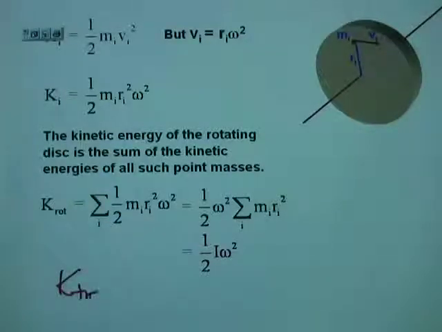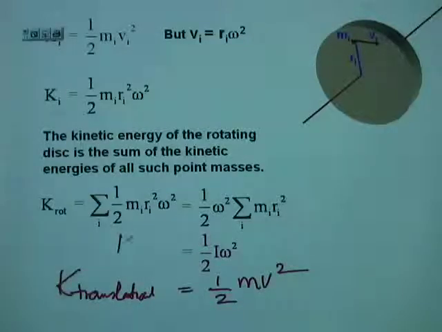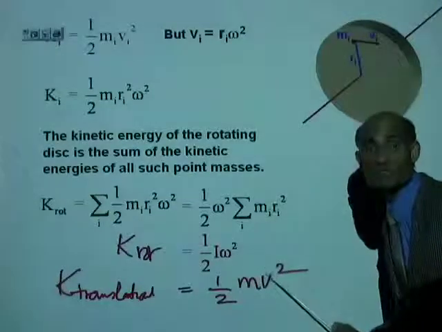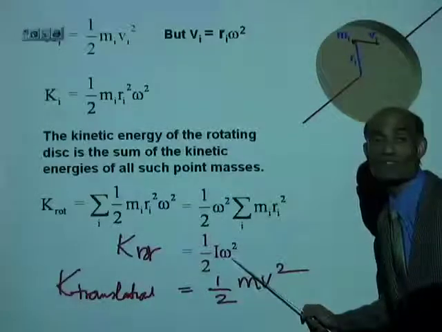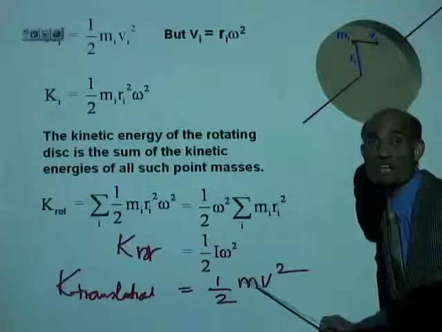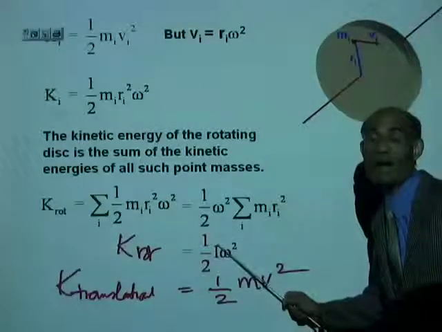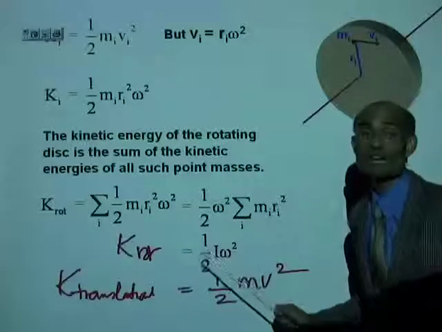K translational. Now, do you understand the meaning of translational? Translational is motion along a straight line. So K translation is 1/2 mv squared, and K rotation is 1/2 I omega squared. Now look at the similarities. All we need to do is replace your linear velocity v by the angular velocity omega, and mass is replaced by I, its equivalent quantity in rotation.